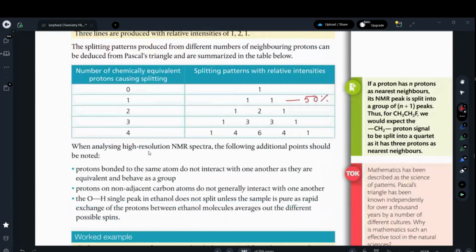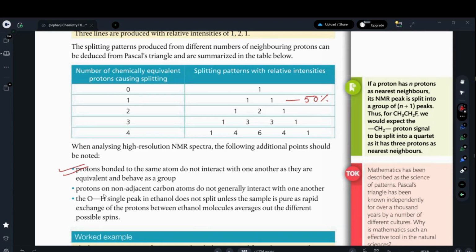So, when analyzing high resolution NMR, the following additional points should be noted. First of all, protons bonded to the same atom do not interact with one another as they are equivalent. Is that clear? Protons bonded to the same atom do not interact with one another as they are equivalent and behave as a group. Protons on non-adjacent carbon atoms do not generally interact with each other. So if you're considering two atoms which have hydrogen atoms, but they are not adjacent to each other, then they will not interact with each other, and therefore no coupling will happen. Clear?